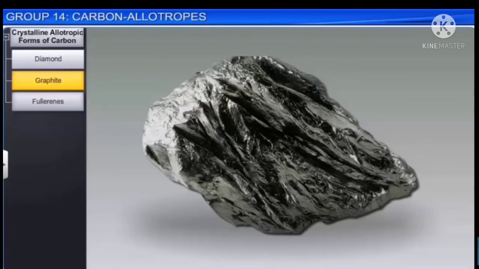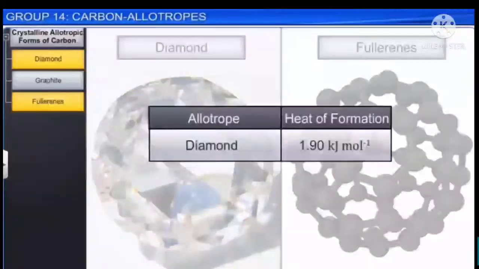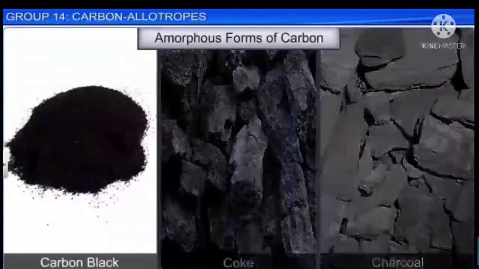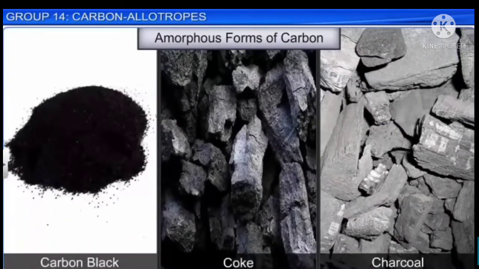Under standard conditions, graphite is the thermodynamically most stable allotrope of carbon. Since it is considered as the standard state of carbon, its heat of formation is set at 0. Both diamond and fullerenes have higher heats of formation, reflecting their lower stability. The heat of formation of diamond is 1.90 kJ per mole, and the heat of formation for fullerene is 38.1 kJ per mole. The amorphous forms of carbon include carbon black, coke, and charcoal.